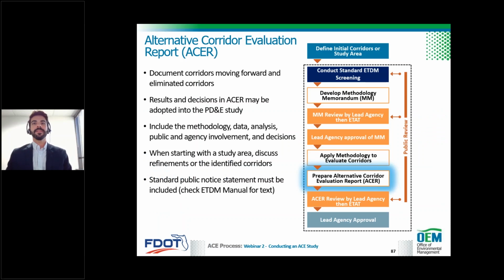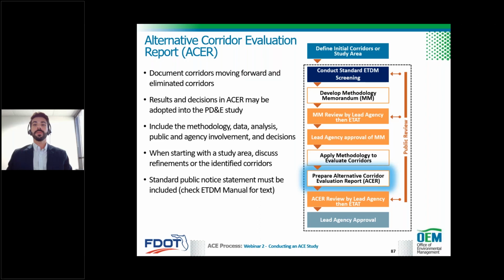Okay, now that we have conducted the ACE study, it's time to document the analysis and results with an alternative corridor evaluation report, or ACER. This report must include what corridors were developed, which corridors were eliminated, and the reason. Did a particular corridor not meet the analysis thresholds that were established in a methodology memorandum? What corridors are moving forward to the next phase, which could be the PD&E phase?